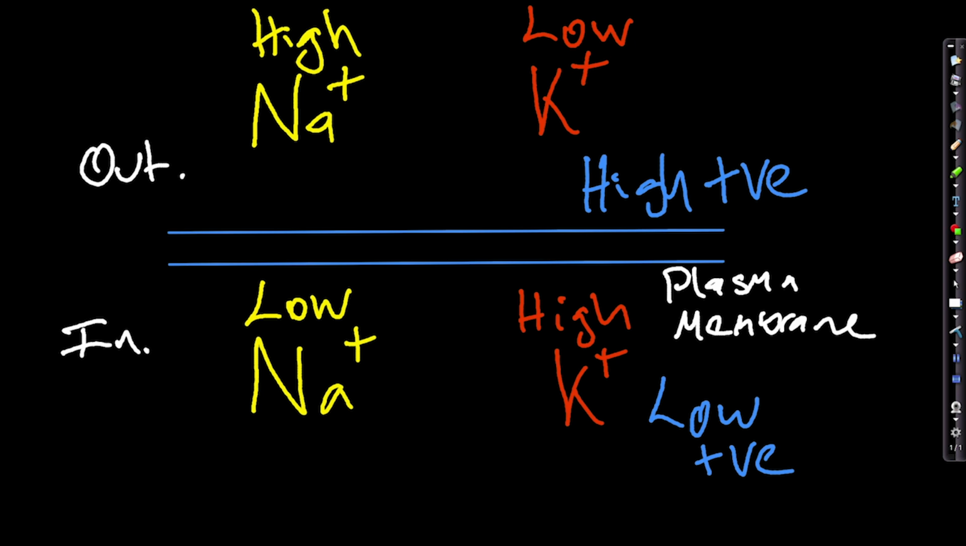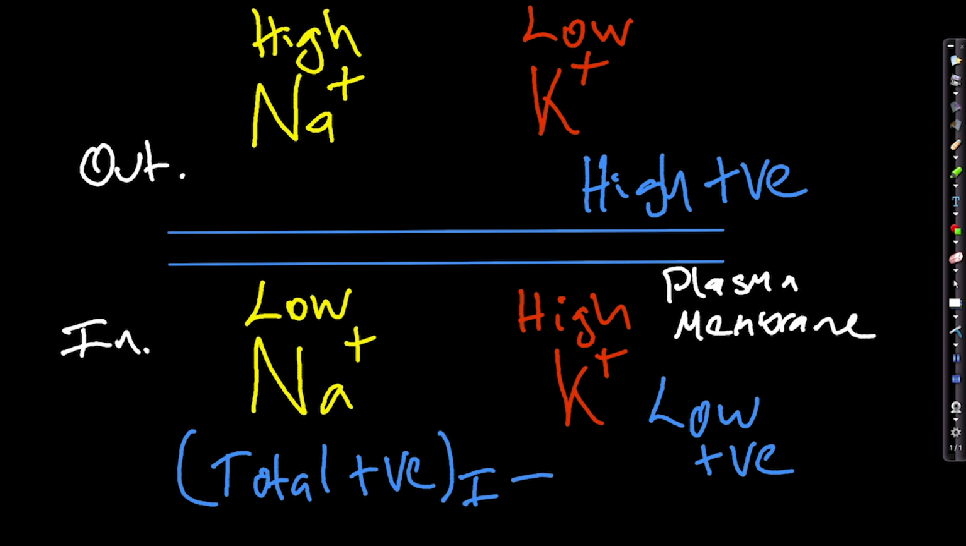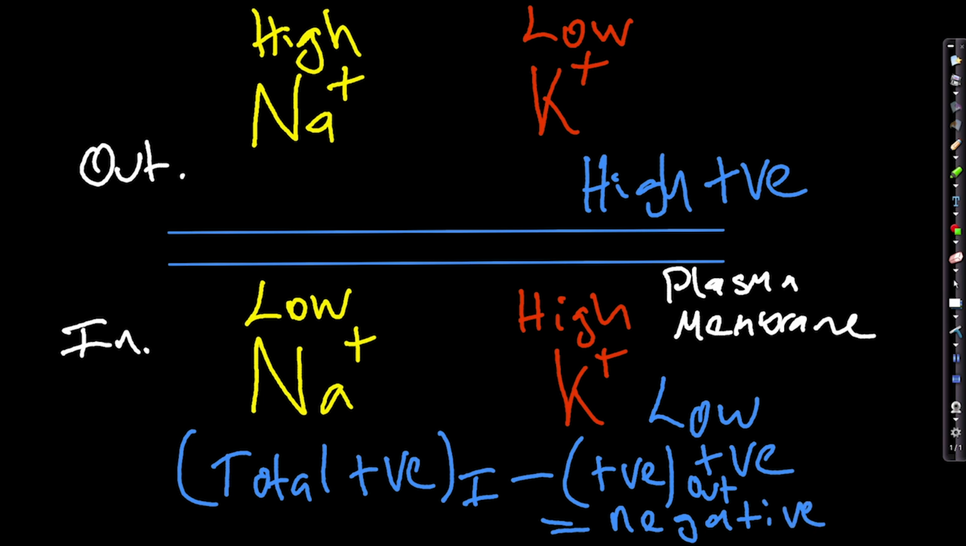So if we take the number of positive charges on the inside, and we subtract the total positive charge on the outside, that is going to equal a negative number, simply because there's more total positive charge on the outside. And this is where that resting membrane potential came from.